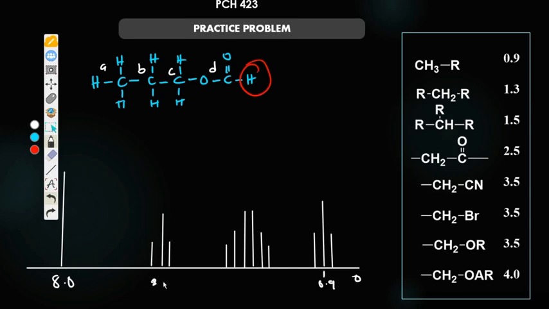So this one will be around, let's say, 4.0. This one will be around 1.3. That is 0.9. So that will be the structure that will be given to you. So whenever you see any aldehydic proton, you know where to keep it. Very far away. All right. So that's basically that for this one.